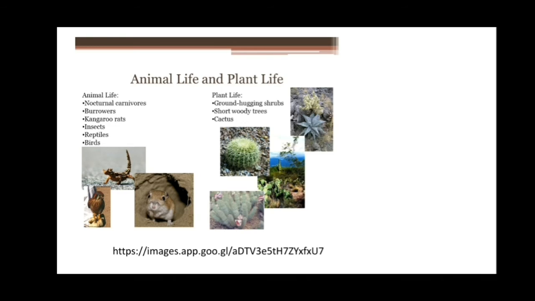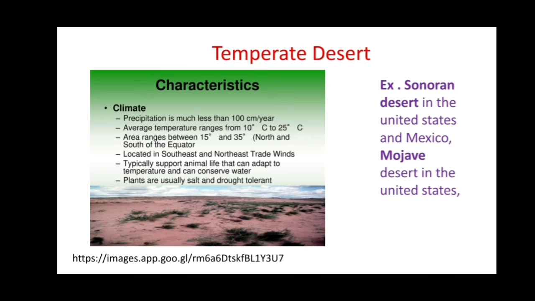The animal life: the animals are nocturnal and carnivorous burrowers, kangaroo rat, insects, reptiles and birds. Plant life: ground hugging shrubs, short woody trees and cactus are common in the desert. Temperate desert: the characteristic of the temperate desert, the climate, the precipitation is much less than 100 cm per year. The average temperature ranges from 10 degrees Celsius to 25 degrees Celsius.